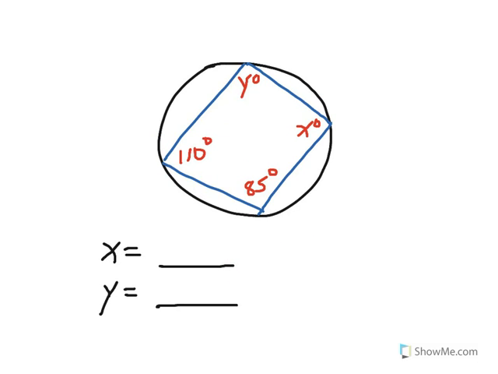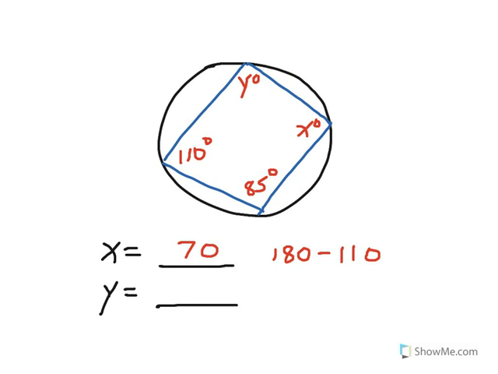Okay, in the next example we have a quadrilateral inscribed in a circle, and we know that opposite angles are supplementary when we have a quadrilateral inscribed in a circle. So to find x, x and the 110 degrees have to add up to 180. So x is 180 minus 110 degrees, or 70 degrees.